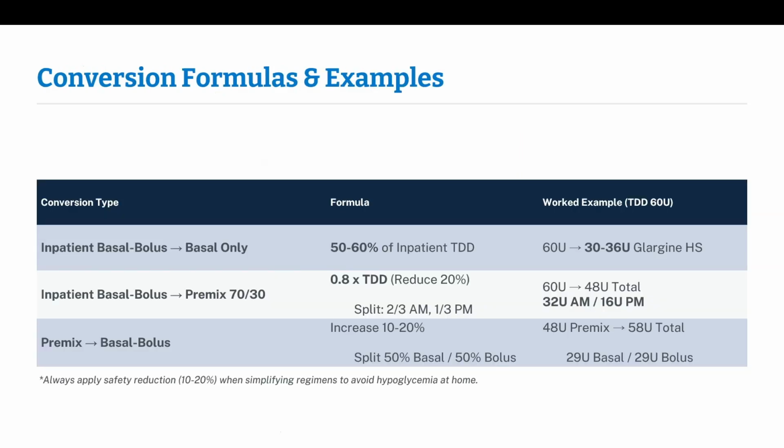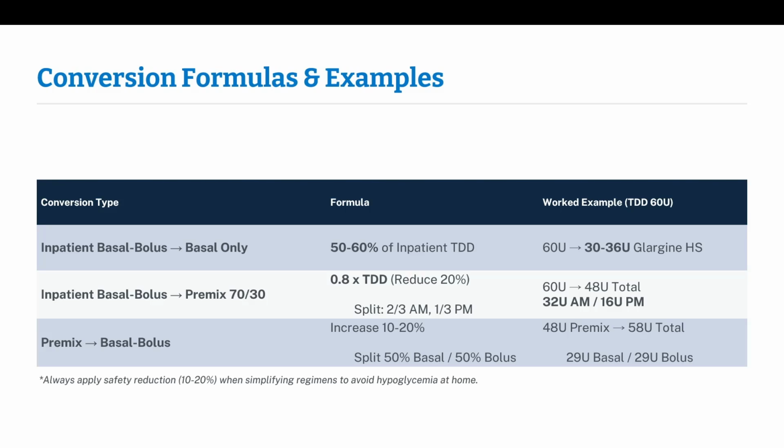So conversion formulas with examples. From the inpatient basal bolus to basal only regimen, we convert it into 50 to 60% of inpatient total daily dose. So for example, if a patient is taking 60 units of insulin in hospital, then convert it to 30 to 36 units of Glargine only at night.